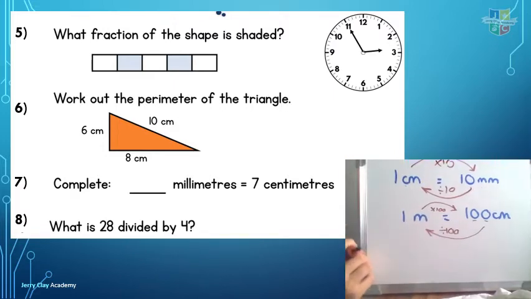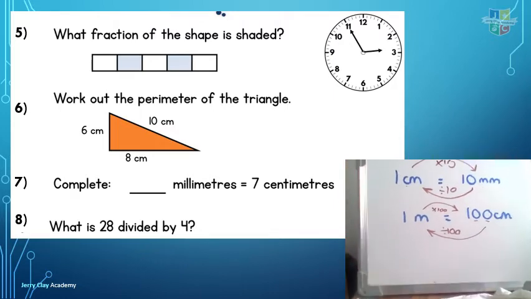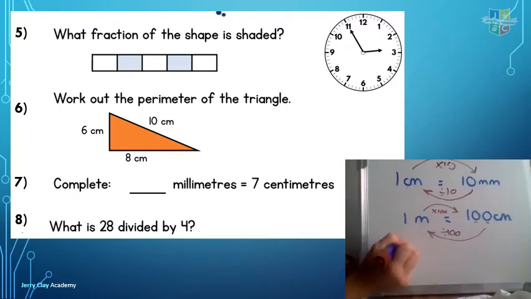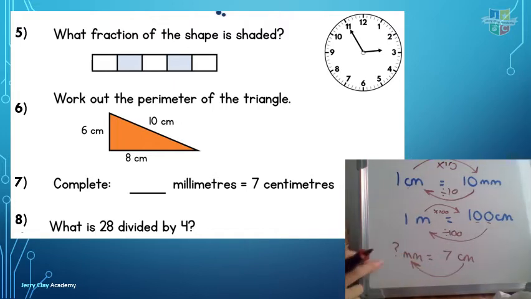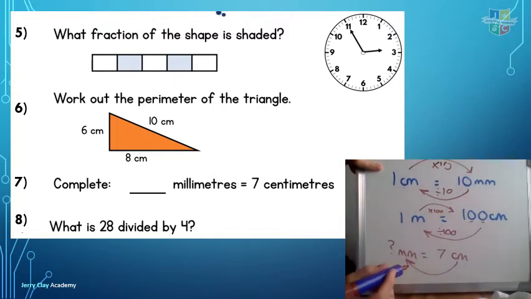Now for number 7, if I'm going to use my conversions, I can see that I want to know how many millimetres are in 7 centimetres. So if I look at my conversions, to get from centimetres to millimetres, I'm going to times by 10. So 7 times by 10, your answer is going to be 70 millimetres, because we're timesing by 10.